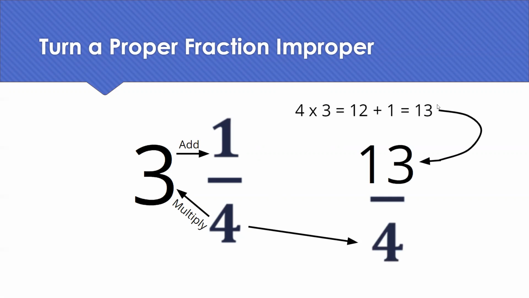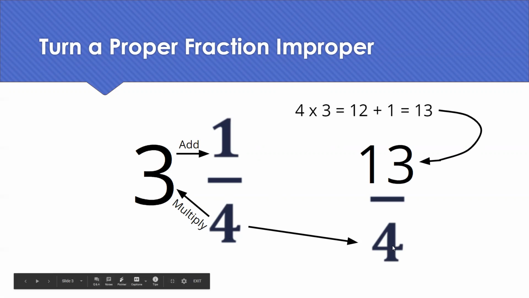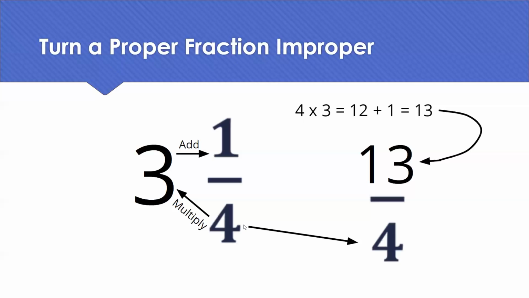So I'm going to take that 13 and put it on top. And I'm going to take my old denominator and put it on bottom. So I know 3 1/4 is equal to 13 over 4. Those are two equivalent numbers.